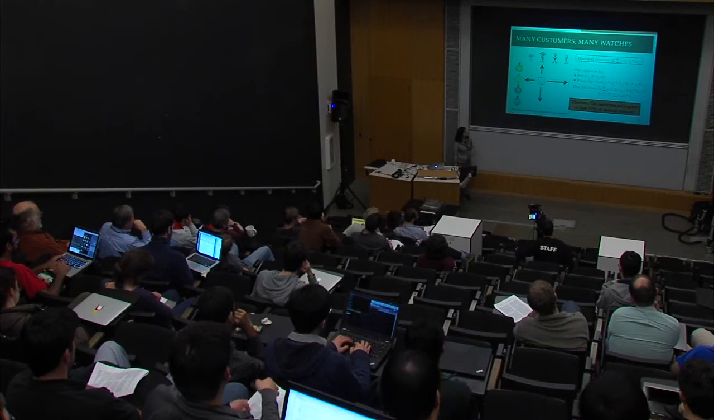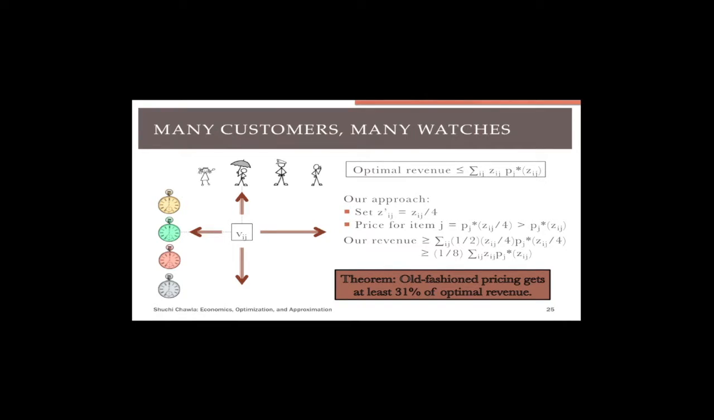And what this shows us is that essentially this old-fashioned pricing, where we just put a price on every watch and sell it to whoever wants to buy it on a first-come, first-served basis, gets us within some factor of optimal. And the factor that I just showed you is a factor of 8, but we can do a better analysis to show that we can get 31% of optimal. Now, any questions at this point?